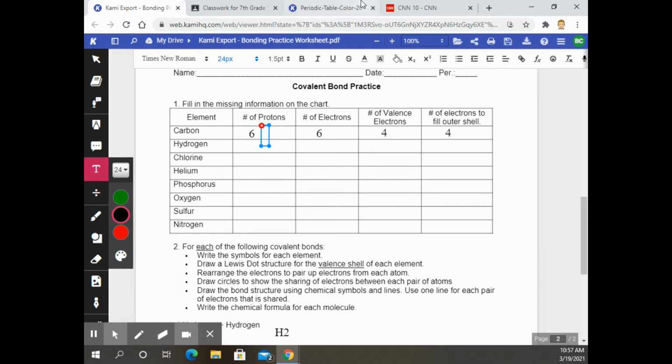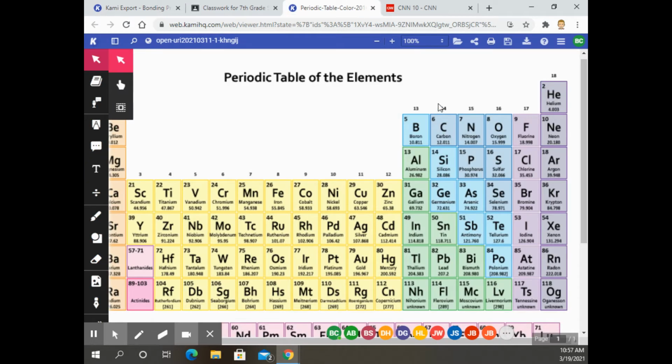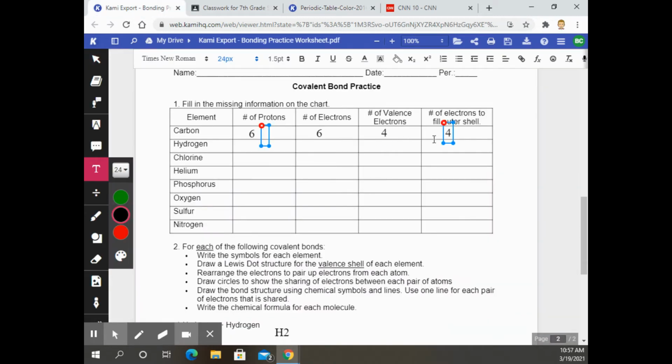So carbon has 4 because it's in that group 4A or 14, right? So how many more does it need? Well, you keep counting. 1, 2, 3, 4. Boom, we're done. So it needs 4 to fill that outermost shell.